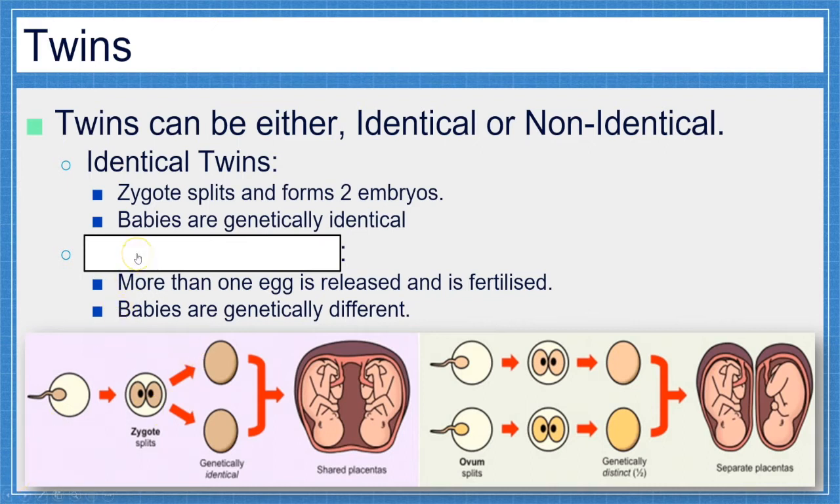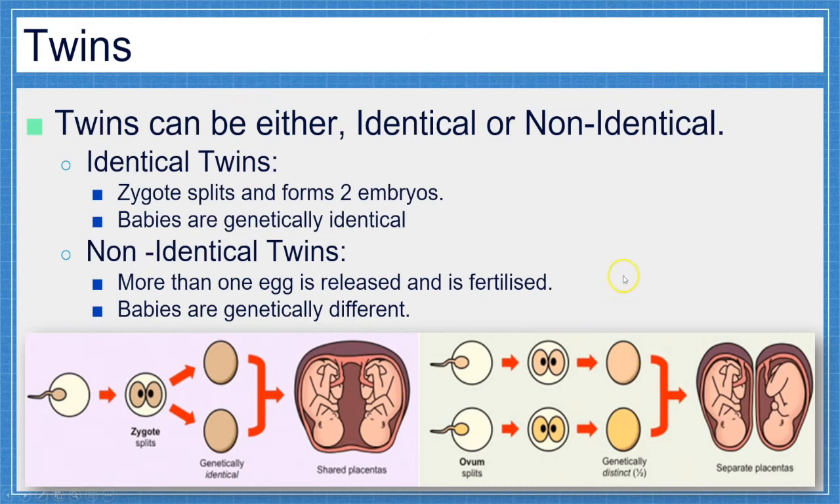On the other hand, we also have non-identical twins, which are twins that don't necessarily have the exact same set of genetic information. If you have twins where one's a boy and one's a girl, they are non-identical twins. Hopefully that's fairly obvious, but just in case it wasn't.